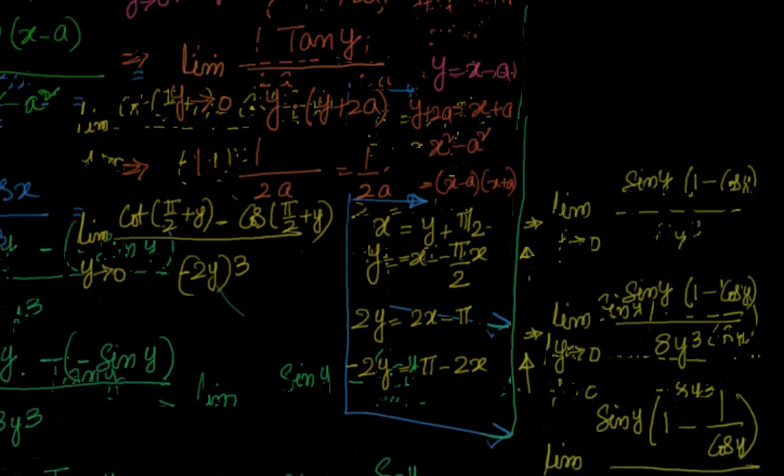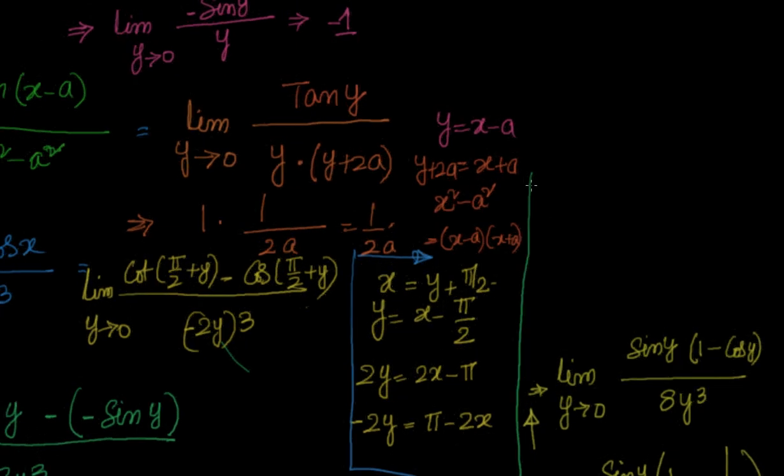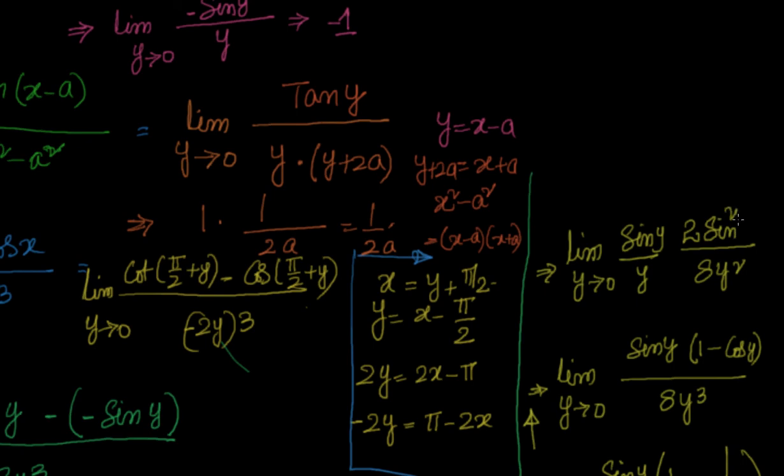We'll go to the next step. Next step will be limit y tends to 0. I will take sin y by y, so that will become 1. What is left out is 8y square, so I will put 8y square as it is. And 1 minus cos y is nothing but equal to 2 sin square y by 2. So we need to go a little bit more. We will leverage that.